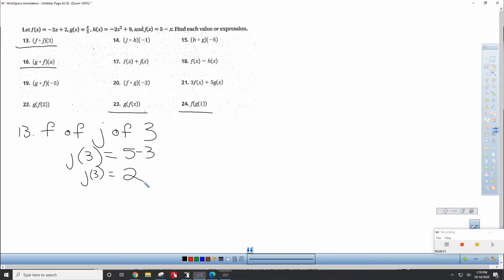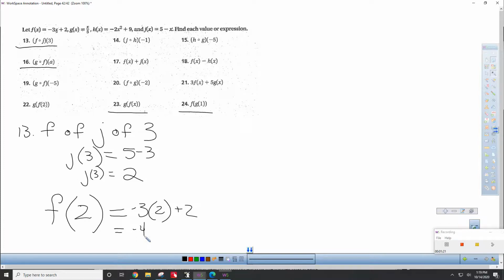So what is f of j of 3? Well, j of 3 is 2. It's just like a big substitution thing. So now we do f of j of 3, but j of 3 is 2. So what's f of 2? Well, I find that by taking 2 and plugging it in there. So it's negative 3 times 2 plus 2. So it's negative 6 plus 2, and that's negative 4.